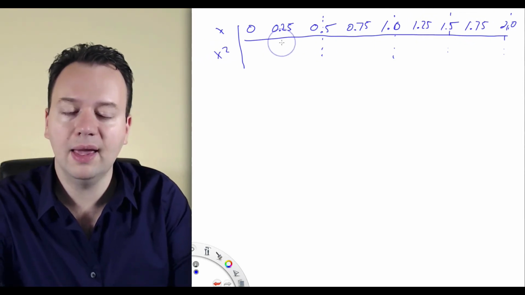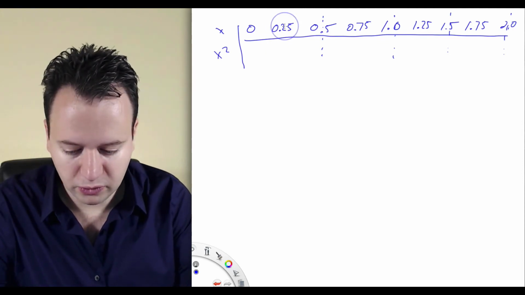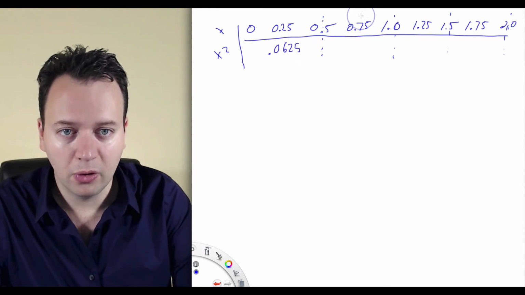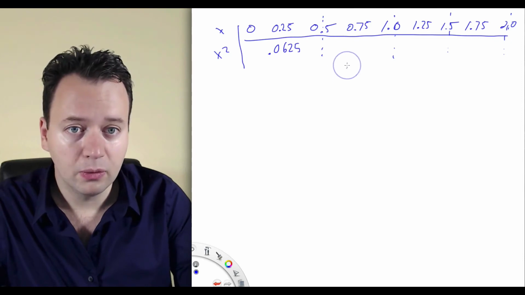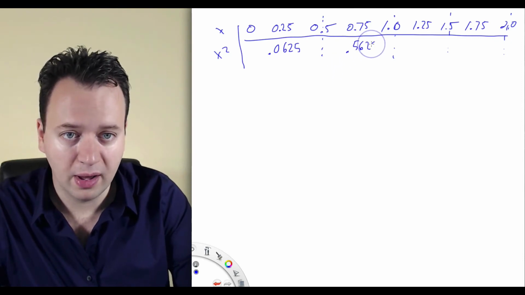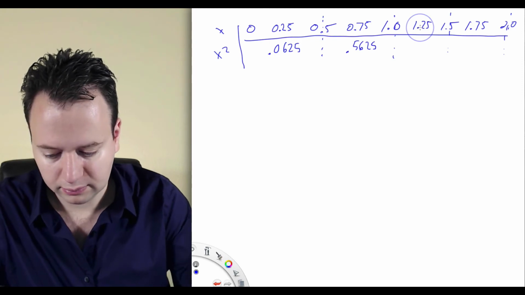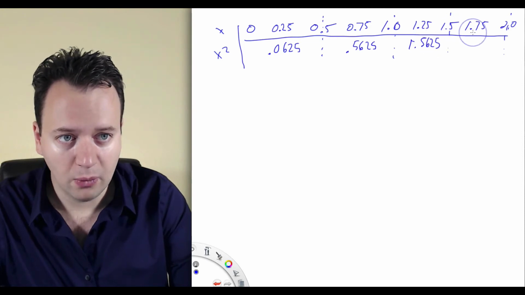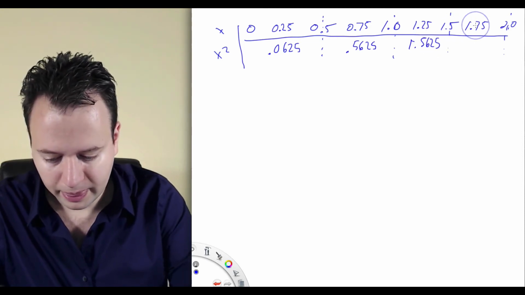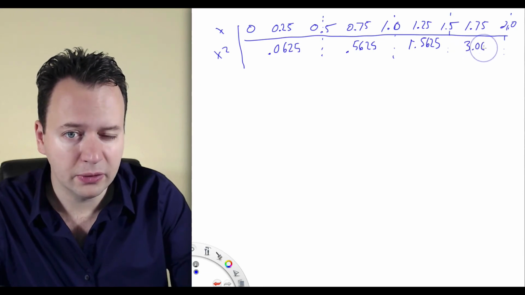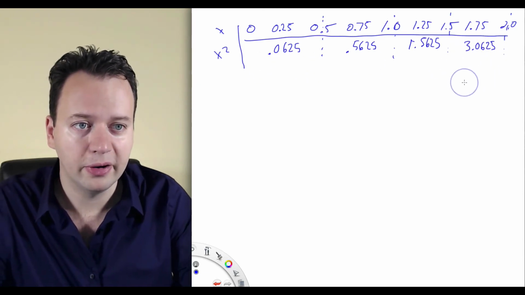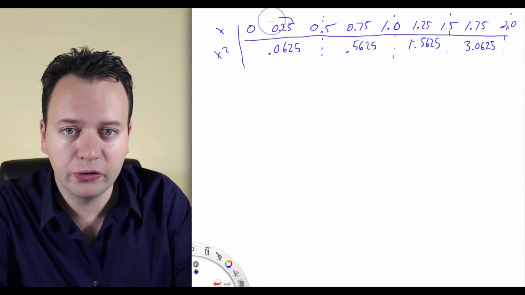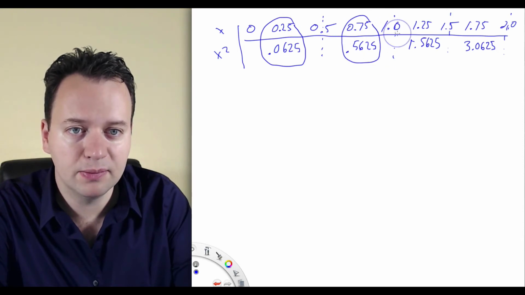So we can evaluate x squared at those given points. At 0.25, if we square that, we get 0.0625. 0.75 squared gives us 0.5625. At 1.25, we square that, we get 1.5625. And at 1.75, when we square that, we get 3.0625. Very interesting little pattern there. So we're going to use the function evaluated at these midpoints.